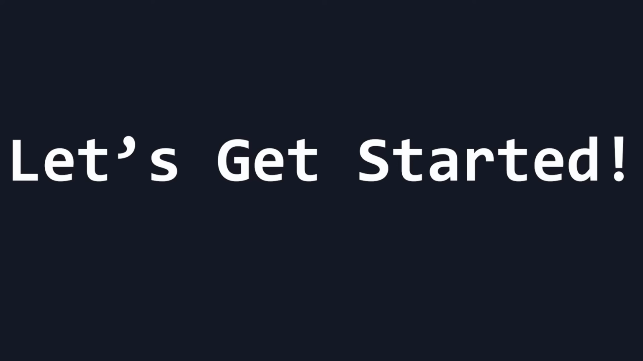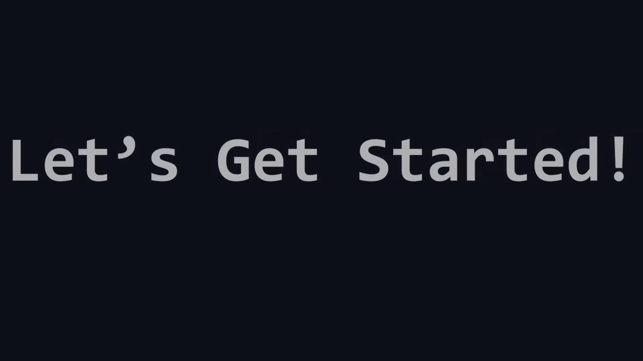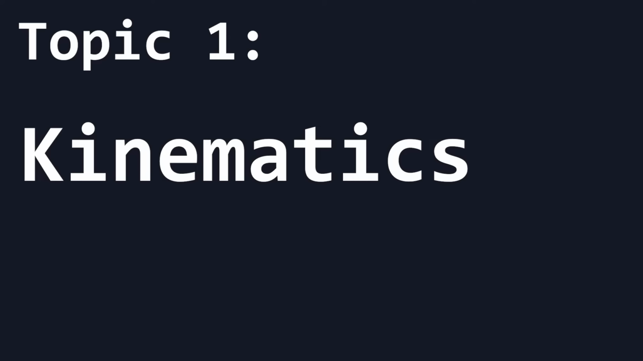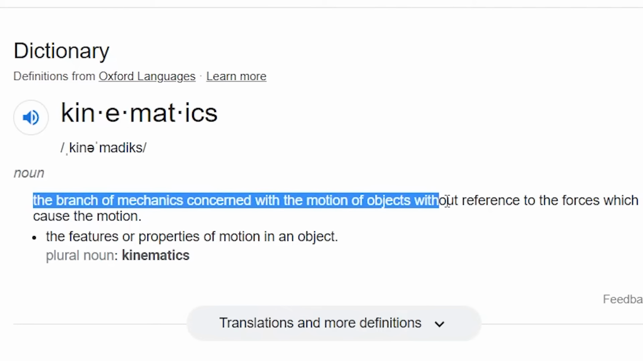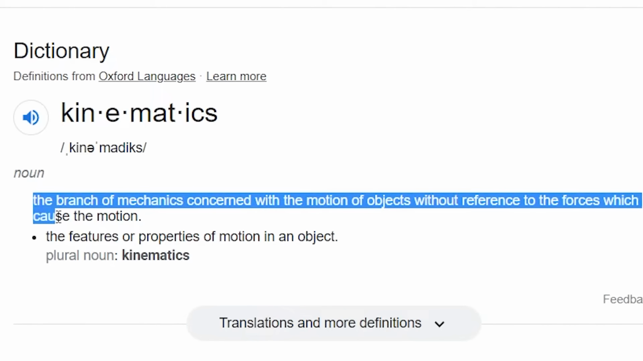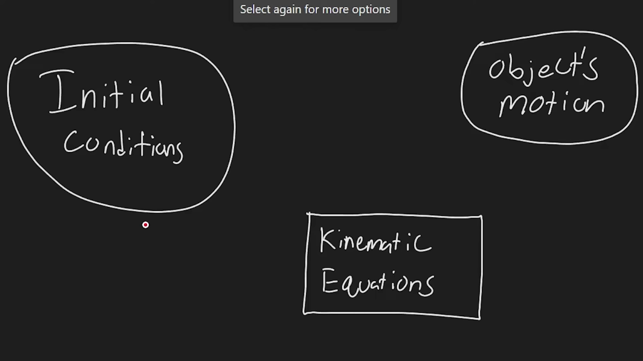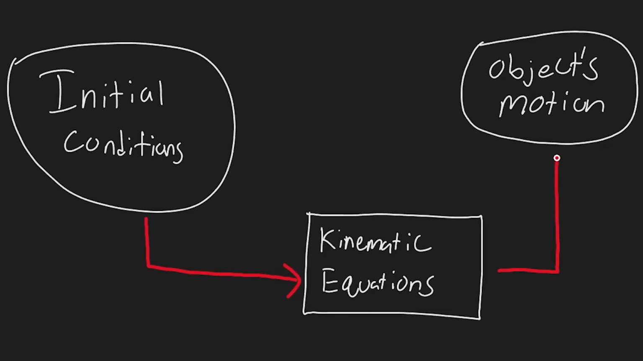And with all that said, let's get into our first section, kinematics. The first topic in this video is kinematics, so let's first talk about what that fancy word actually means. Google defines it as the branch of mechanics concerned with the motion of objects without reference to forces which cause the motion. This basically means that we are calculating an object's motions from a set of initial conditions. And like Google says, we're not going to consider any forces.